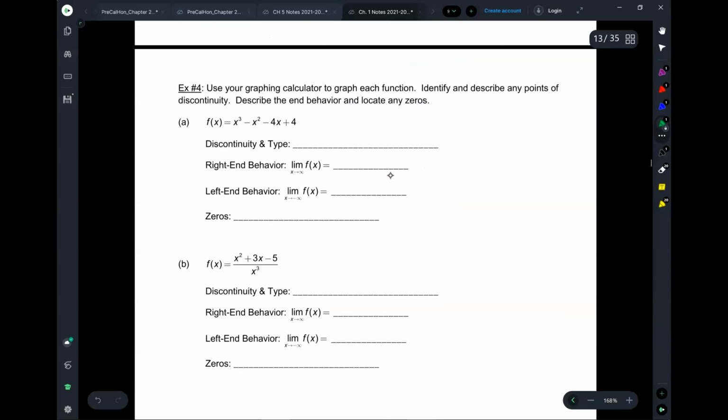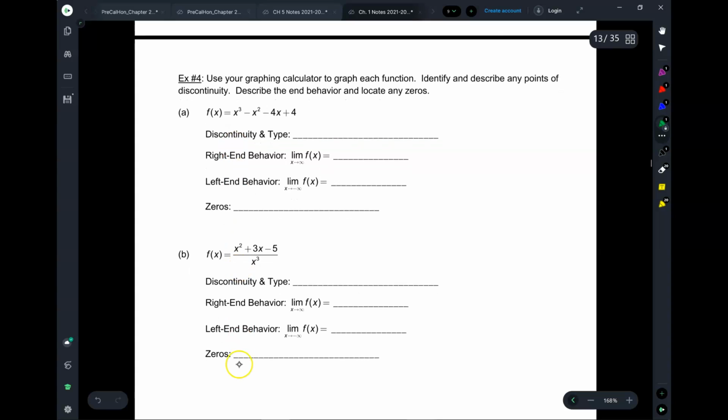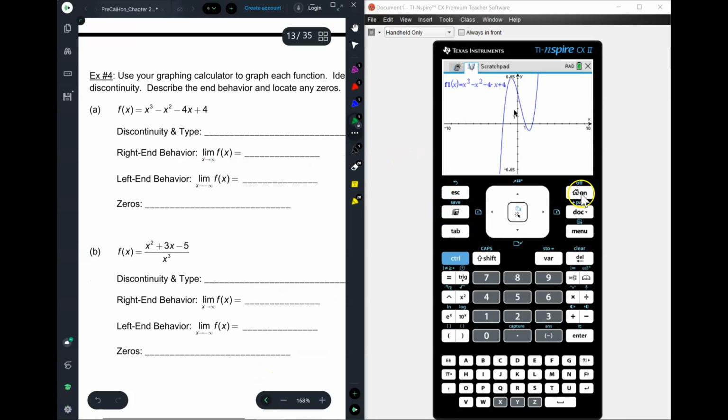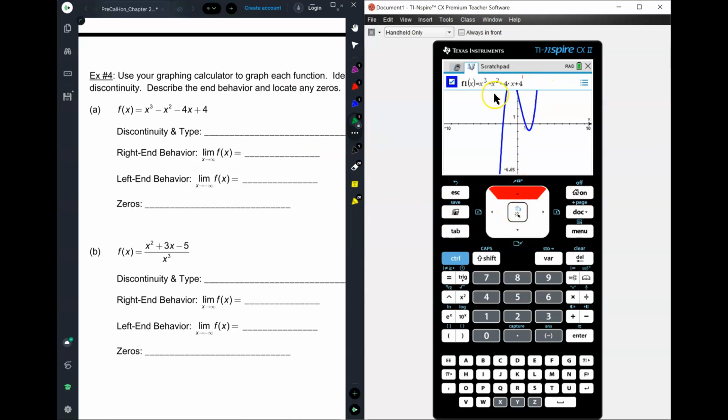Okay, now for these, I don't have the graph given to me. So what I'm going to do is graph the functions myself. So let's go ahead and do that. So I graphed the first function. All right. So if I go into tab, up, there's the function. And now when I take a look at the graph, this is what it looks like.